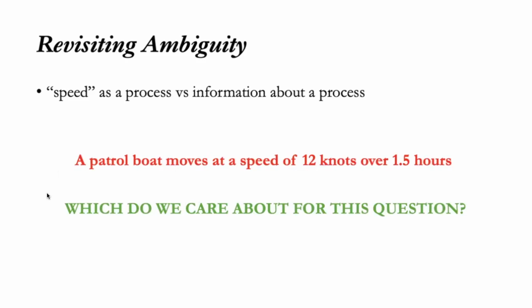The question you should ask yourself, though, is which do we care about to answer this competency question? That's how you sort out the ambiguity. There's ambiguity everywhere. What are you trying to solve? What are you trying to answer? That's what you should ask yourself about whether you're talking about speed as a process versus information. For my part, I would think of this as information. You've got 12 knots. To me, this competency question looks like it's about measurements.